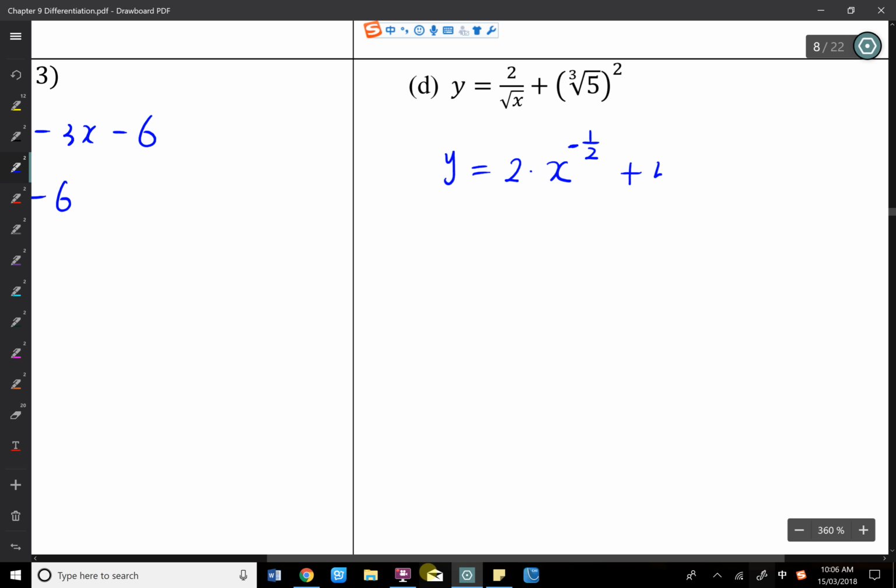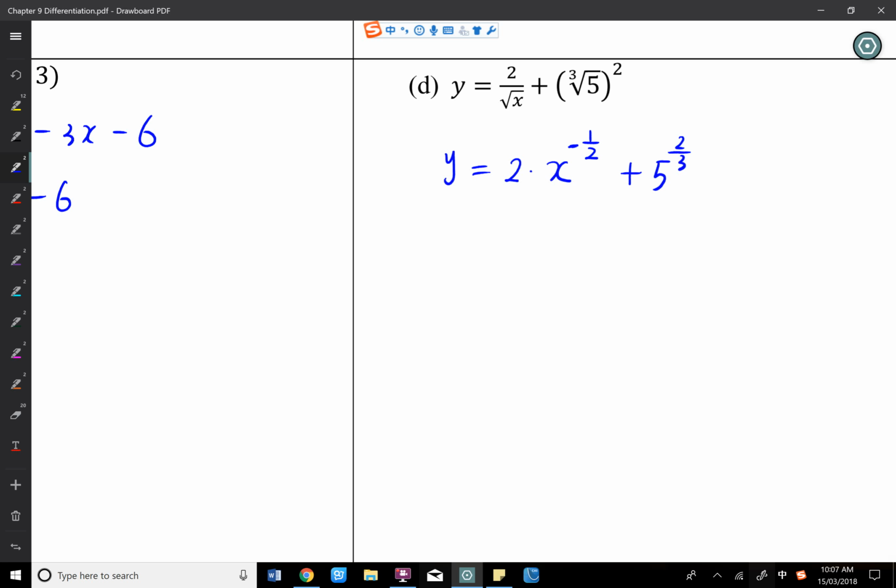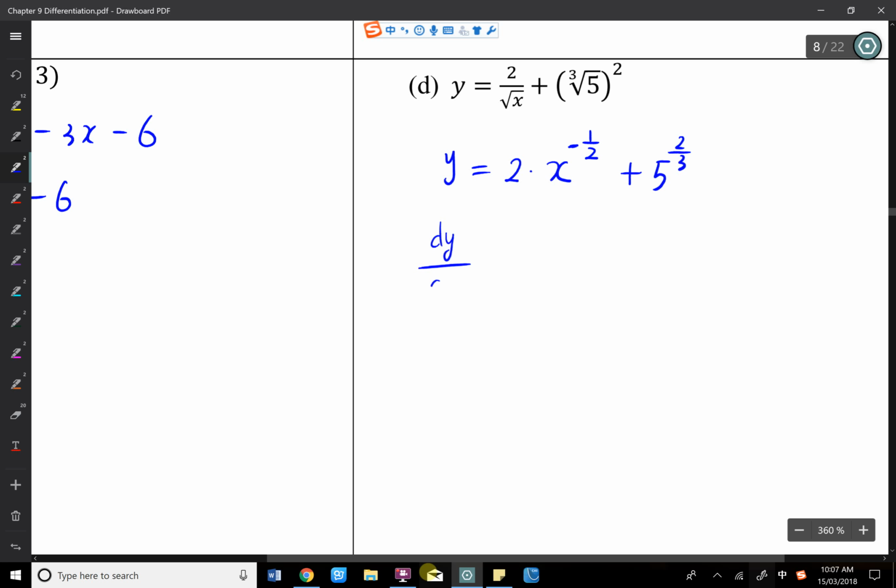And plus 5 to the power of 2 on 3. Well, you don't really need to do anything to this because it's a constant. The derivative will become 0 anyway. But that's what you can do, 5 to the power of 2 on 3. Therefore, dy dx equals 2 times negative a half, which is negative 1. That's negative x to the power of negative 3 over 2.